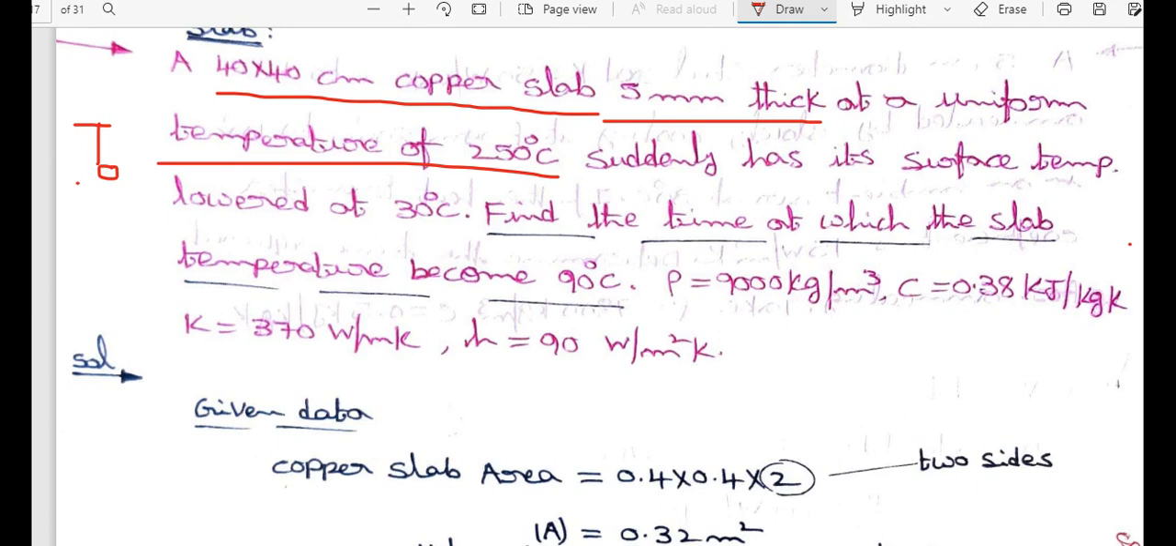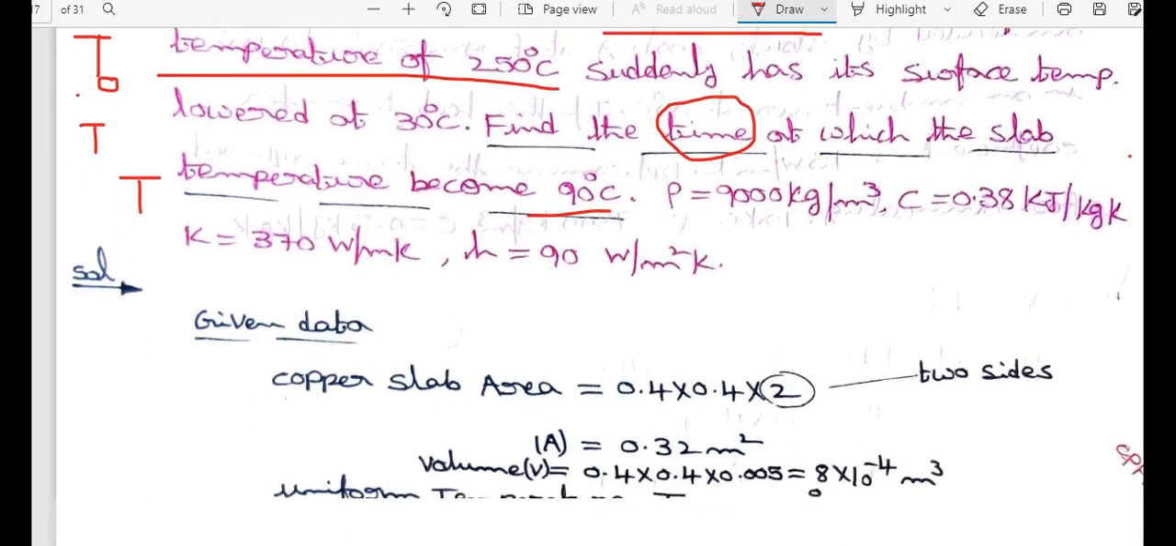So lowered to 30 degrees. Here this is the T infinity value. Find the time at which the slab temperature becomes 90. So here is also another T value. The density is equal to 9000 kg per meter cube, C is equal to 0.38 kilojoule per kg Kelvin, K is equal to 350 and H is equal to 90.